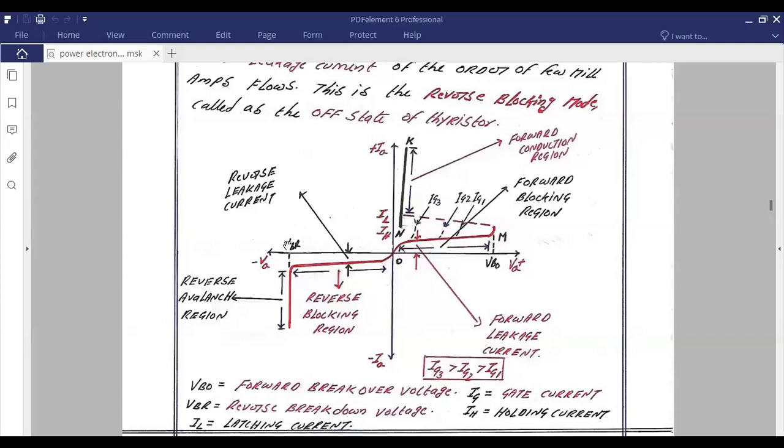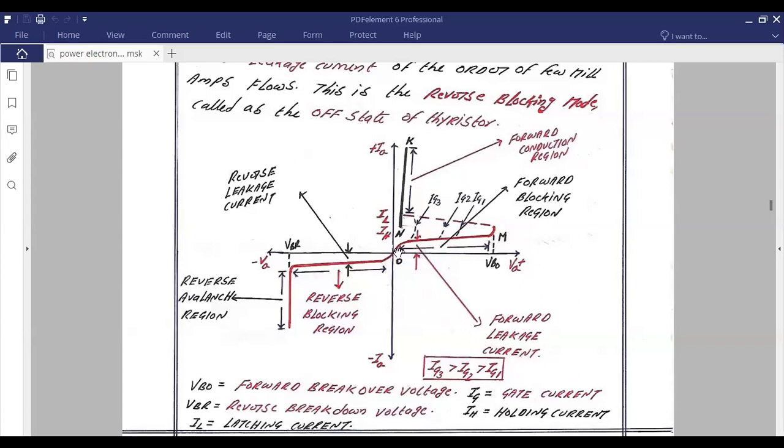So from this point to this point, the cathode voltage is going to be much higher than the anode voltage. From this point to this point, the anode voltage is going to be much higher than the cathode. So at this state, you are going to have the representation for the blocking region. From this point to this point, you are going to have the blocking region.